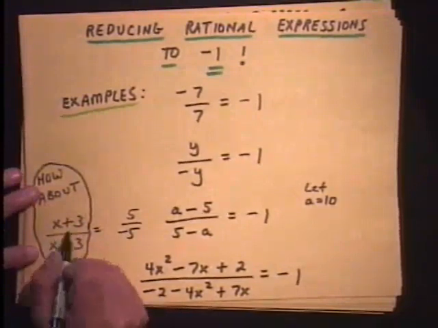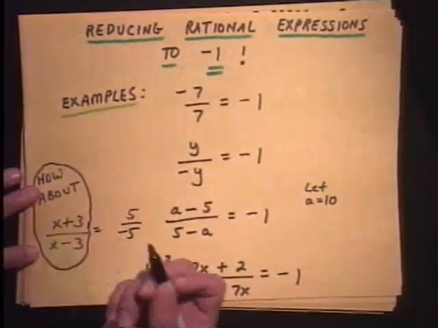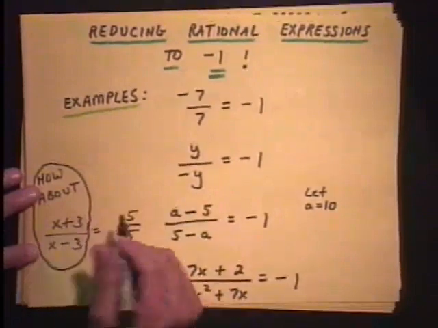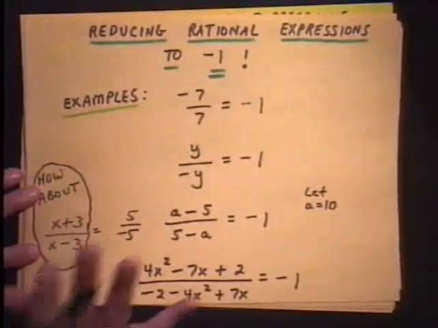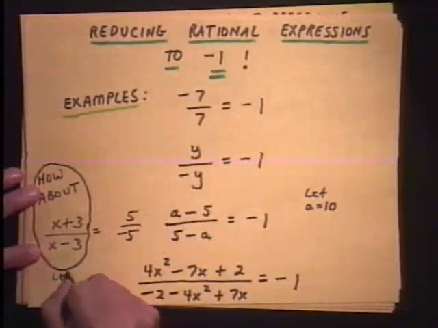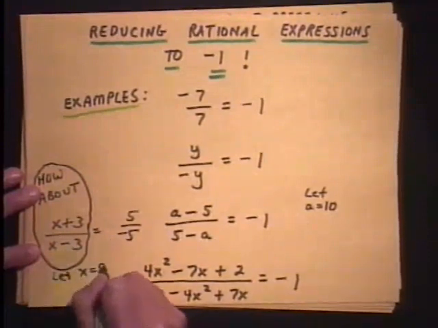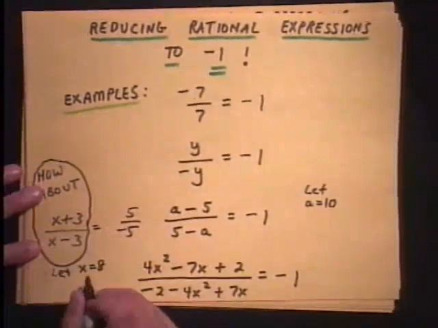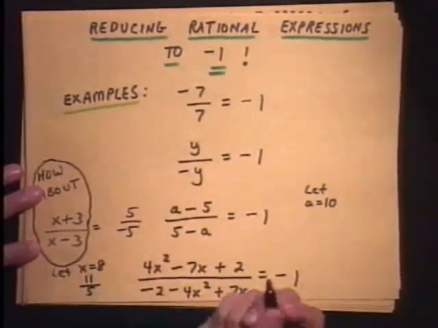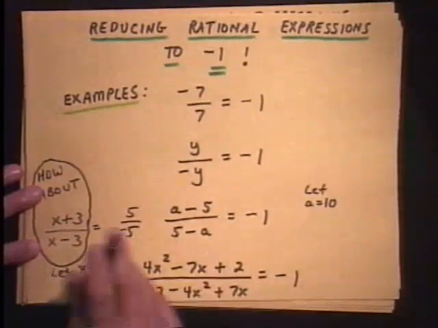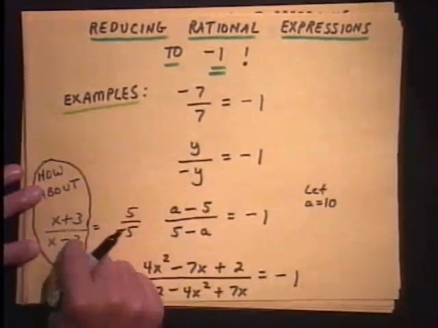So if you put some numbers in there, you can check that. Let's put in 8 for x there. If you're not sure if it reduces to 1 or -1, always be sure. We'll let x equal 8, and we end up with 8 plus 3, 11, over 8 minus 3, 5. So you notice that doesn't come out to be the same thing. It doesn't come out to be opposites, doesn't come out to be the same, so it does not reduce.